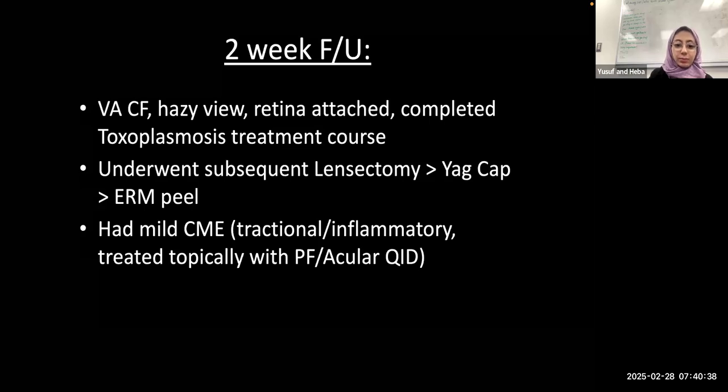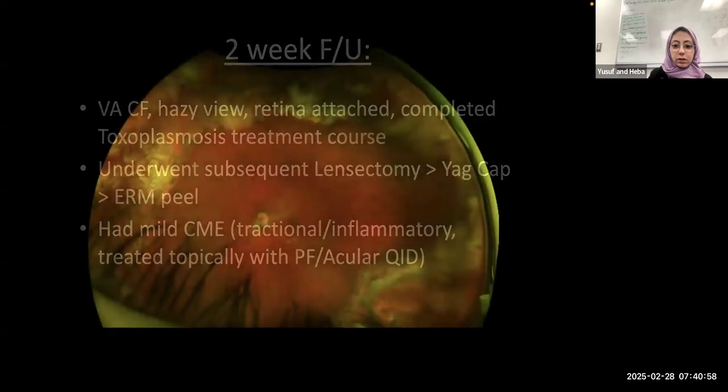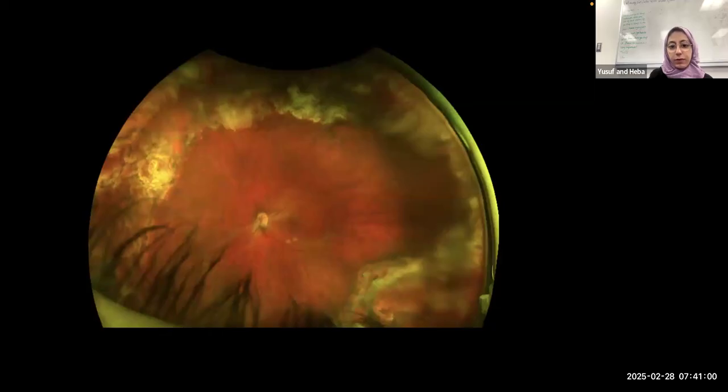And at that point, he'd completed his toxo course. The main goal now was just to optimize his vision in relation to the complications of the surgery. So he had a lensectomy, a YAG cap, and an ERM peel. He still had some mild CME, most likely tractional, maybe inflammatory as well, which was treated topically. So this was what he looked like on 2-week follow-up. You can see that the retina was attached, and the toxo lesion is pretty much undetectable.